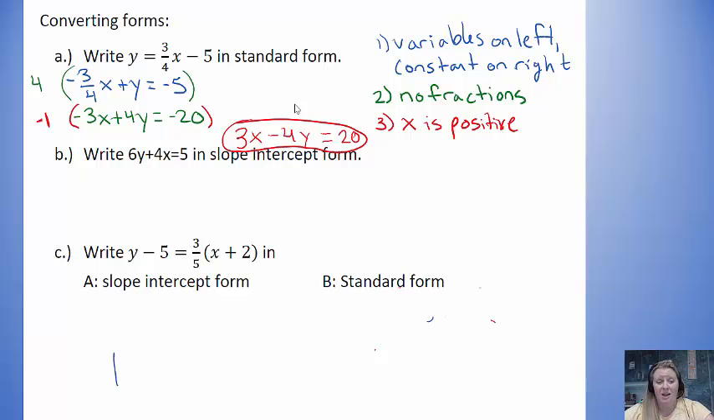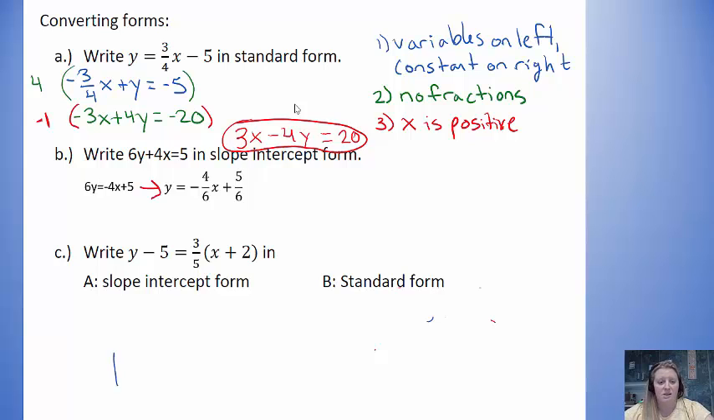So letter A, you probably haven't had to do before. I know they don't require it when you're in Algebra 1. Now letter B, you should have had to do that before. They're presenting you with standard form, and you have to turn it into slope-intercept form, aka you want to get y by itself. So step 1, you want to subtract 4x to the other side. Step 2, you want to divide everything by 6.